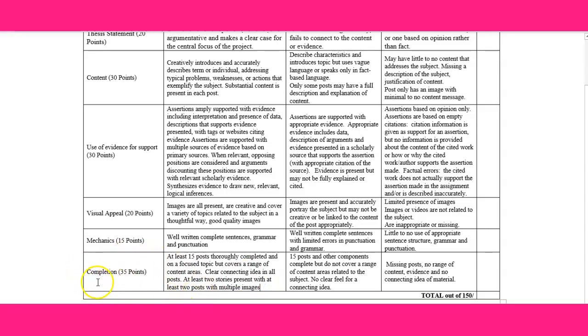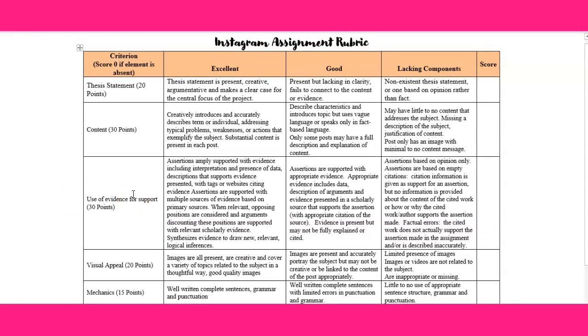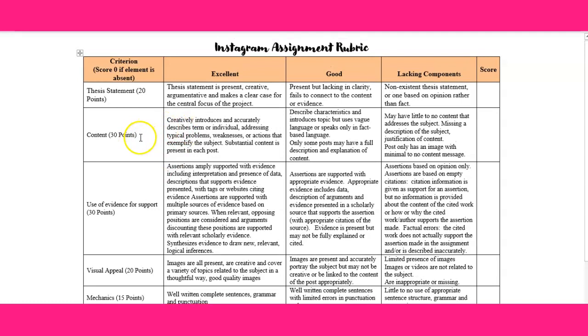So if you don't finish part of your project, you will lose some very serious points. If you don't do half of your project, you don't just lose the 35 completion points, guys. It's also going to hit you on visual appeal because 15 posts is what it takes to fill a page, all right? It's going to hit you on evidence because you're only providing evidence on half your works, right? It's going to hit you on content because you're only providing content on half of the posts, okay?